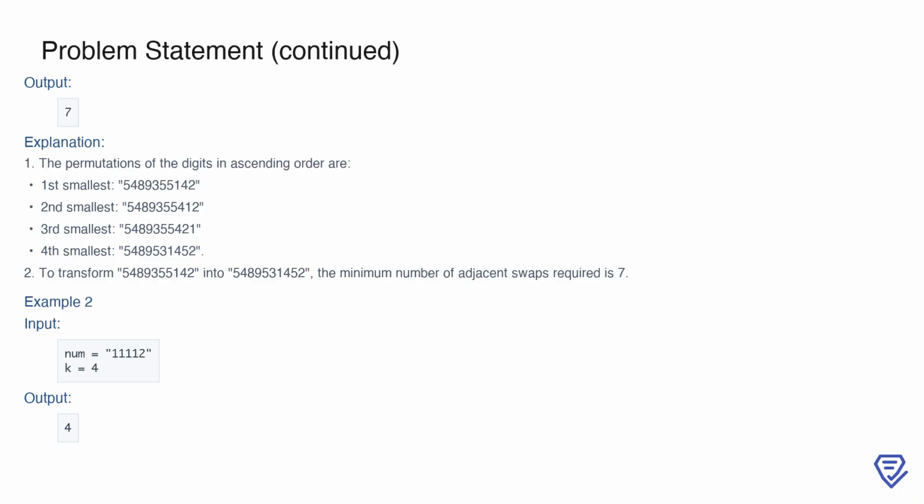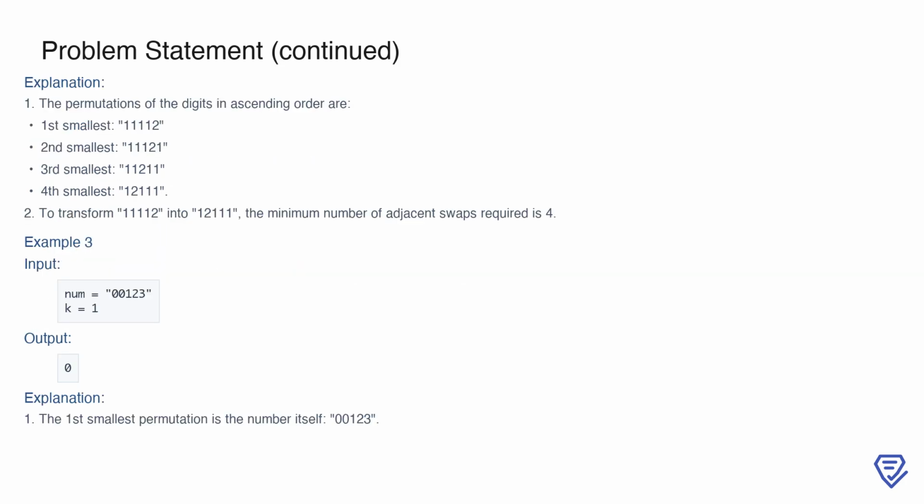This demonstrates how the problem involves both generating the kth permutation and calculating the minimum swaps needed to achieve it. Let's examine another example to further solidify our understanding. In the next example, the input is number equal to 11112 and k equal to 4. The permutations of 11112 in ascending order are: the first smallest is 11112, the second is 11121, the third is 11211, and the fourth is 12111. To transform 11112 into 12111, we need to perform 4 adjacent swaps. Thus, the output is 4.